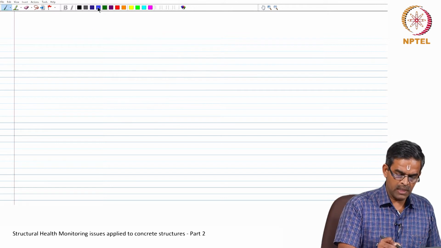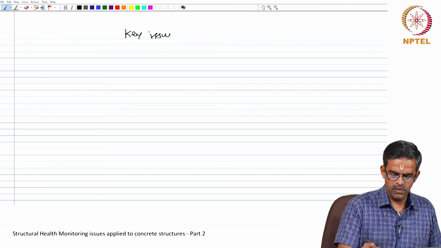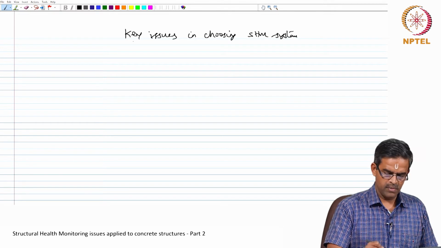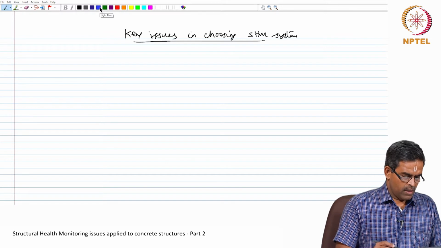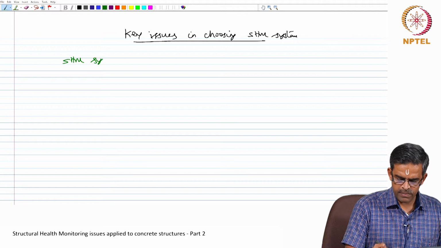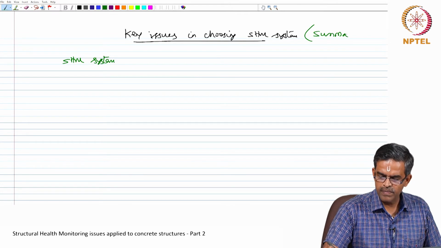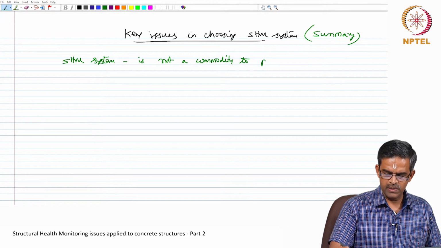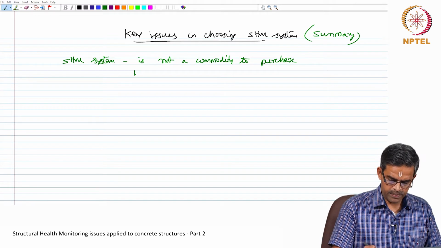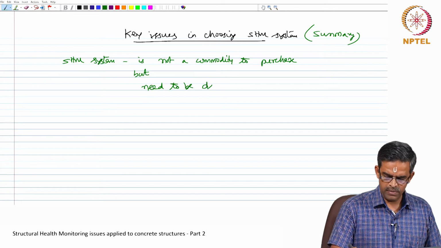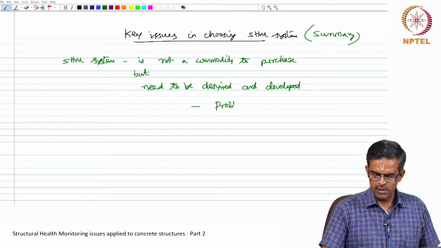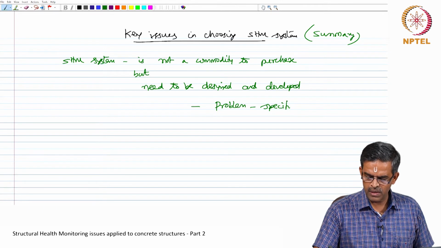Therefore, friends, let us quickly summarize what would be the key issues in choosing the structural health monitoring system in general. A structural health monitoring system is actually not a commodity to purchase, but needs to be designed and developed. The most important issue is a structural health monitoring system is problem specific and cannot be a generic system.